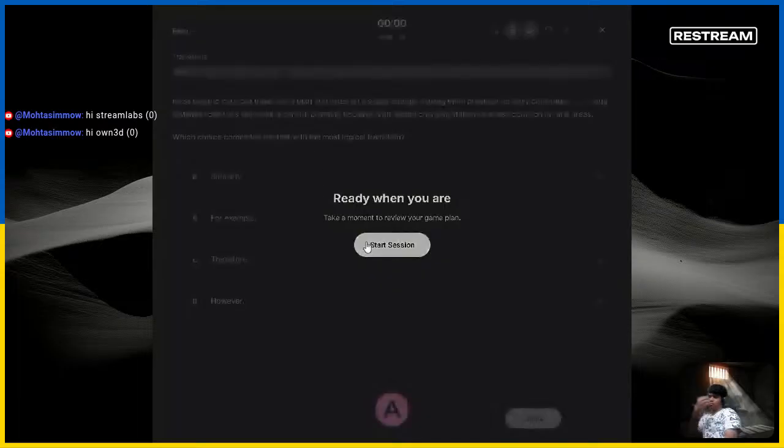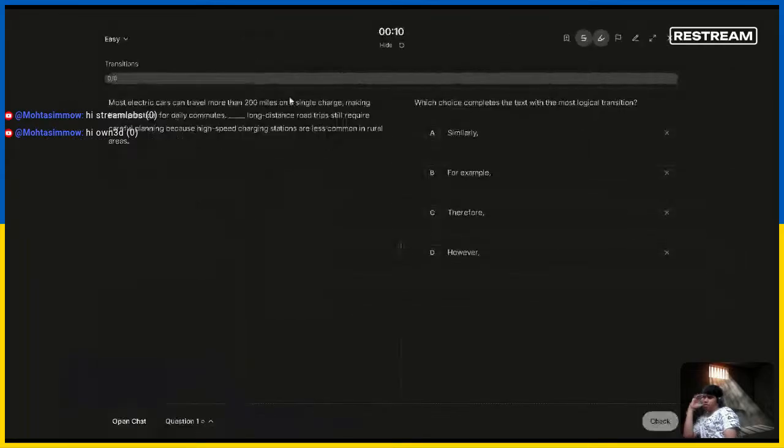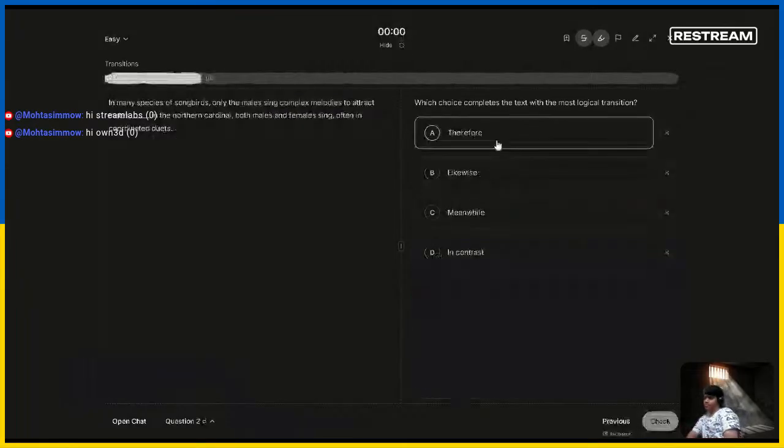Alright, let's do English. Most electric cars can travel more than 200 miles on a single charge, making them practical for daily commuting. Blank. Long distance road trips still require careful planning because charging stations are less common. However, because it's kind of saying a bad thing.